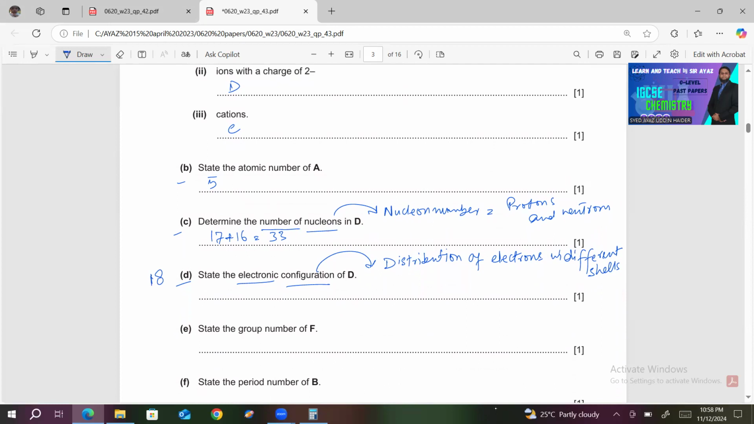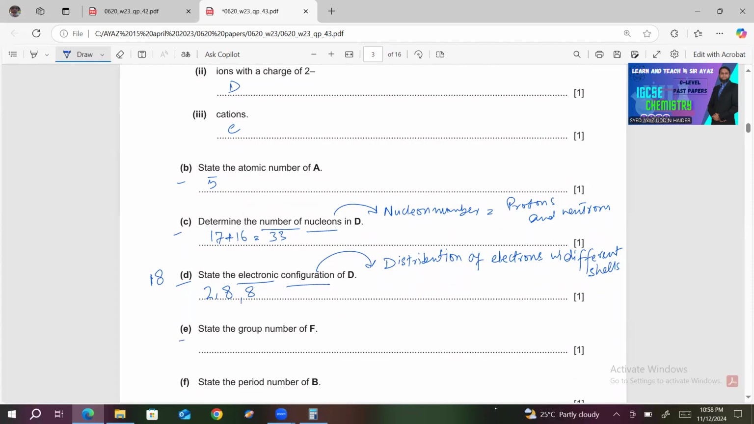First shell, the maximum capacity is 2. Now 18 minus 2, 16 electrons are left. So second shell, maximum number 8. So 8 plus 2 is 10. 18 minus 10 will get 8. So this will be the final electronic configuration for D.